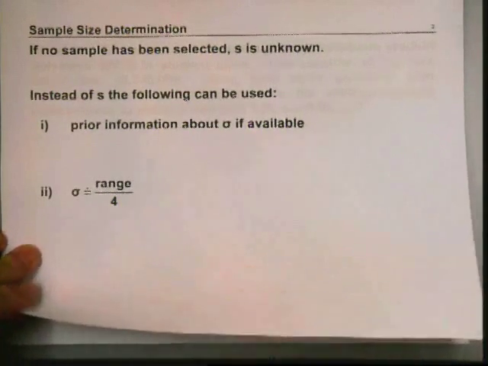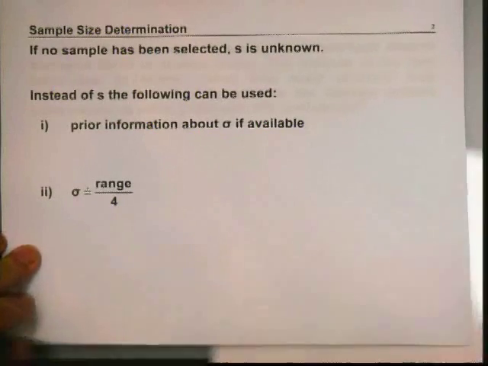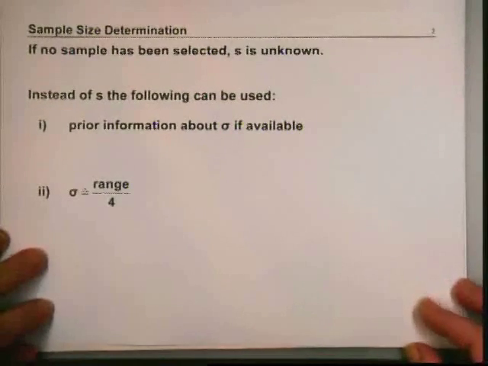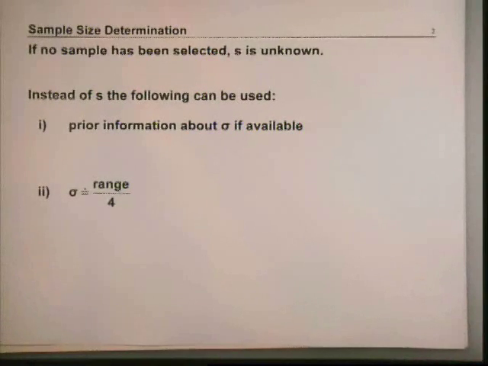There are a couple of things we can do. We can use prior information about sigma if it's available. Suppose you've done some kind of pilot study and you get some estimate of variance, then use it. What if you don't have that?